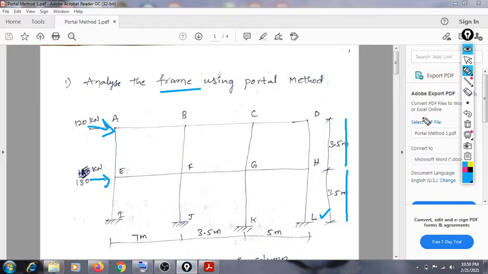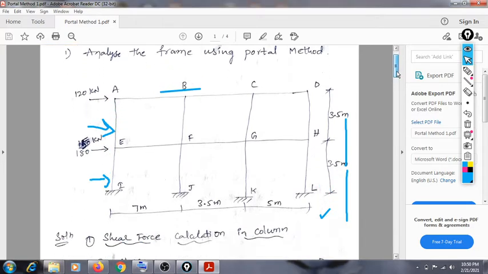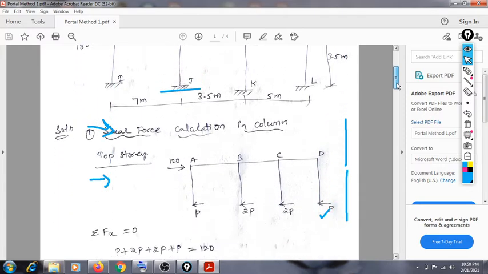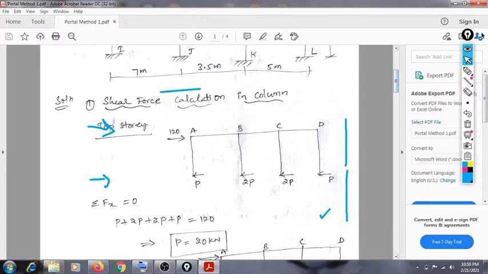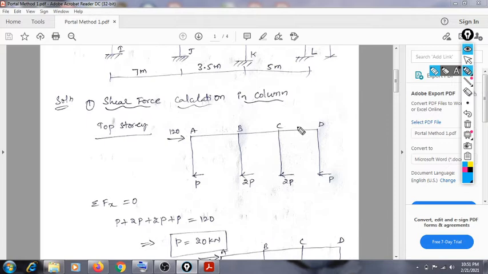Yes. Next, we have to find the moments and analyze by using portal method. For that, the first thing we have to do is calculate the shear force in the columns. So the first step is to find the shear force in the column. First we have to start from the top story. So if you look at the top story here, we have a 120 kilonewton load, and to resist this load, all the other loads must be in this direction, like this. This one, and this one.